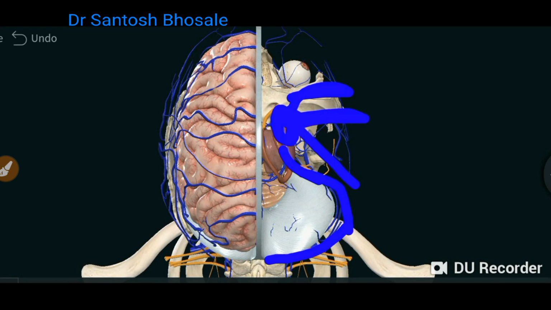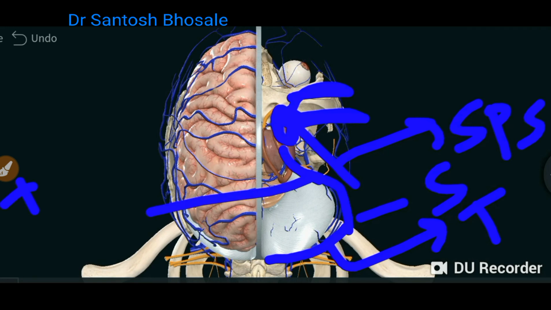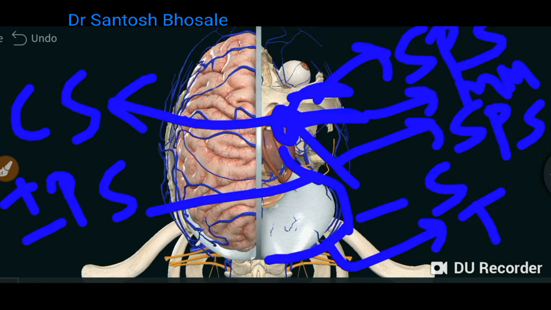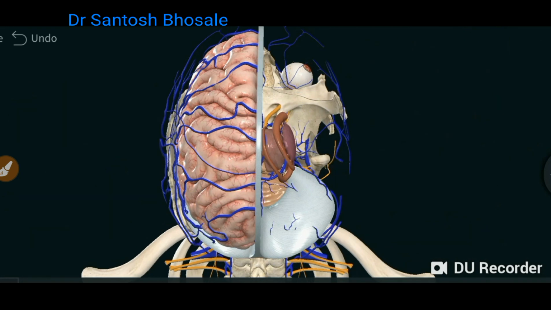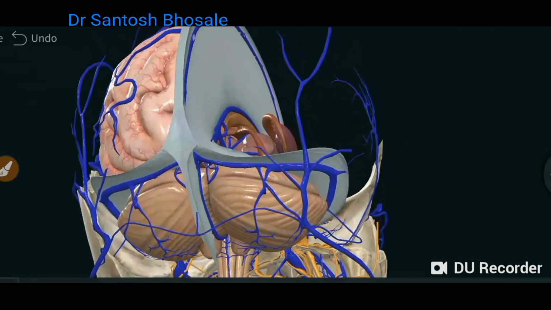You can see transverse, sigmoid, superior and inferior petrosal, cavernous. That is the transverse sinus, sigmoid sinus, superior petrosal sinus, and this is the inferior petrosal sinus, and there you will see this is the cavernous sinus, then that is the sphenoparietal sinus and middle meningeal sinus. So these all are paired dural venous sinuses, right and left. You can go from the internal occipital protuberance to the lesser wing of the sphenoid. From posterior to anterior you will see all the venous sinuses.